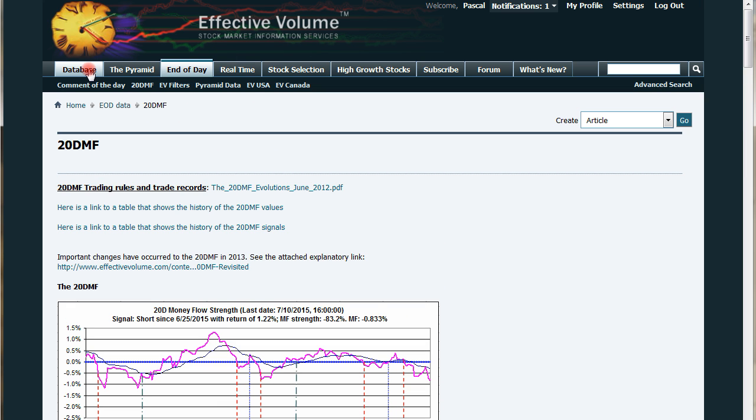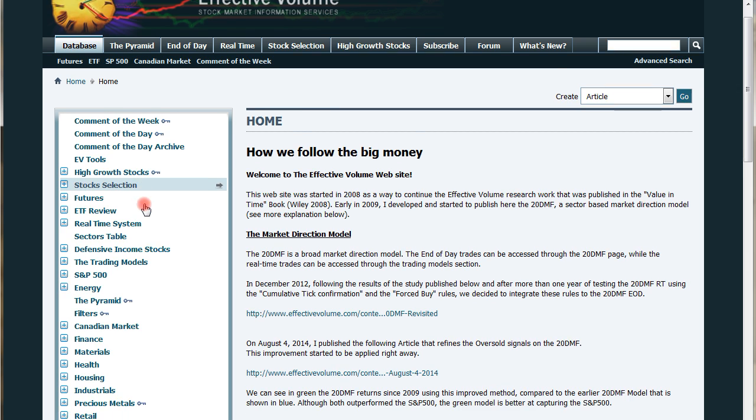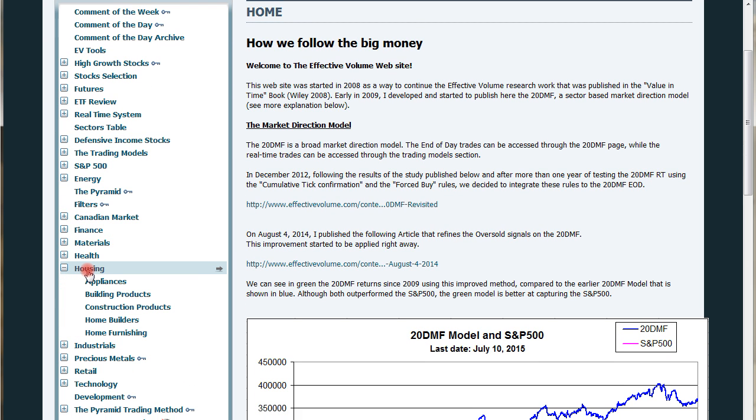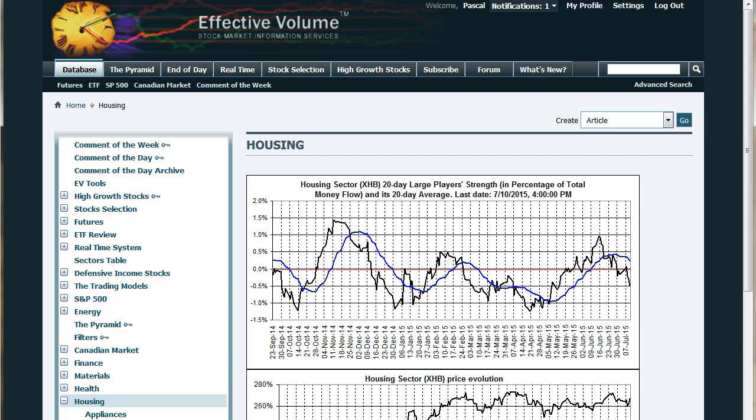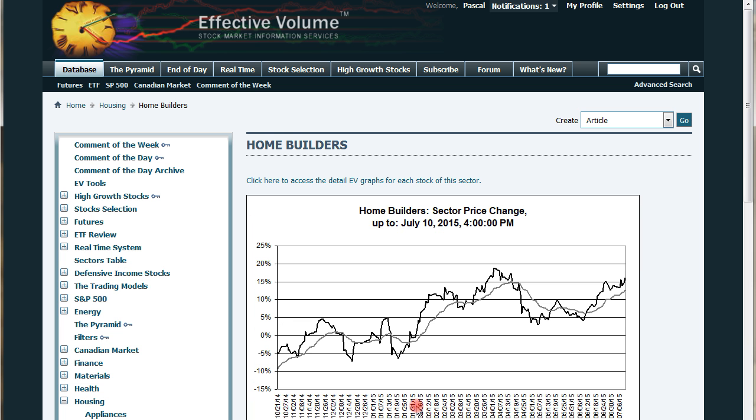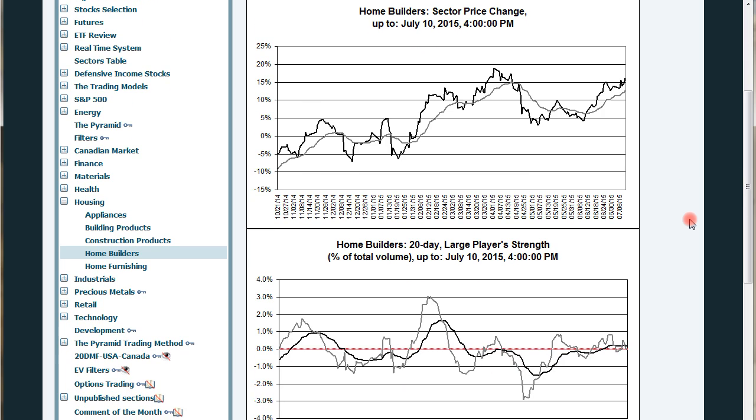Let's go back to the sectors. We take one sector. Okay, let's take the housing, home builders. What I do here is to evaluate the position of the price trend. I will see if this price is above the average, and is this price trend increasing, which is the case here.